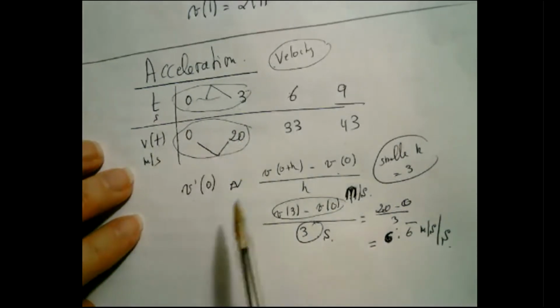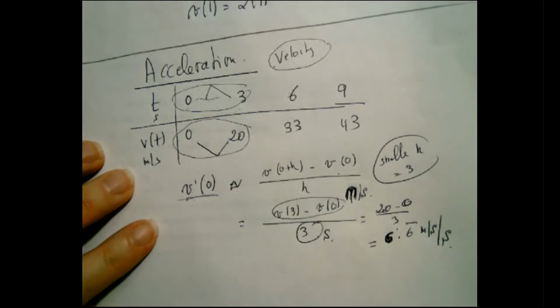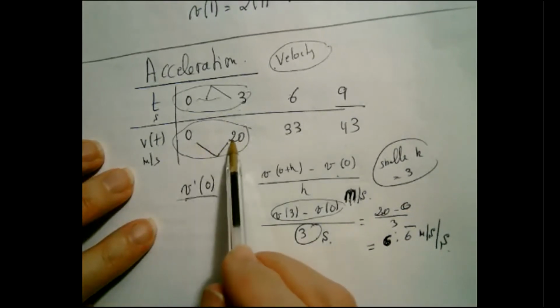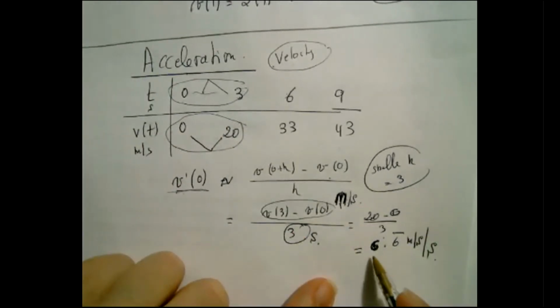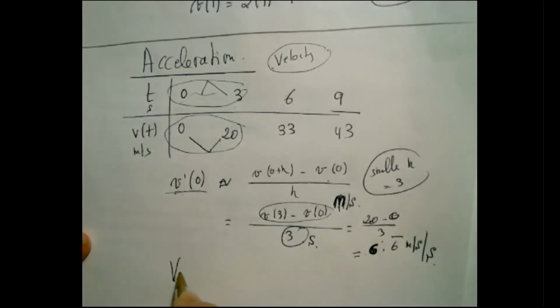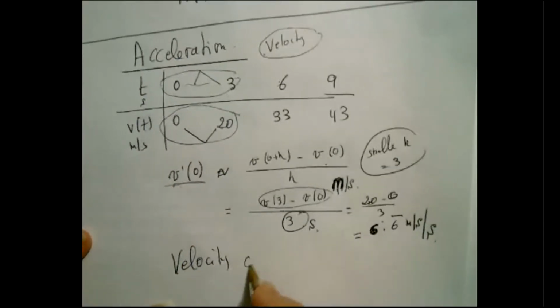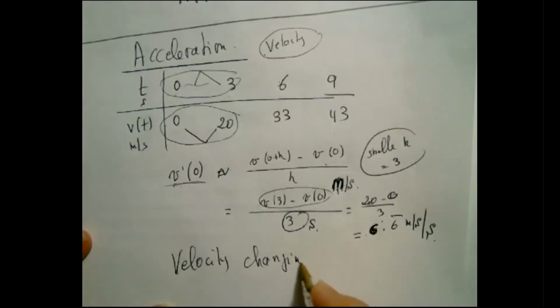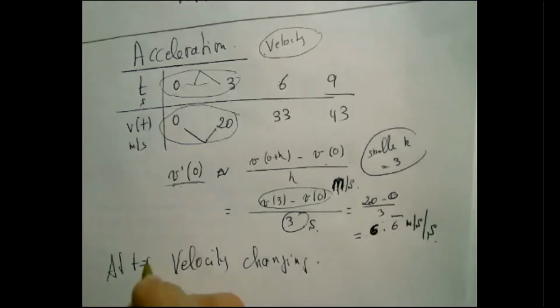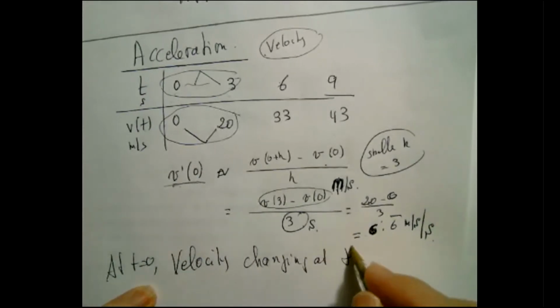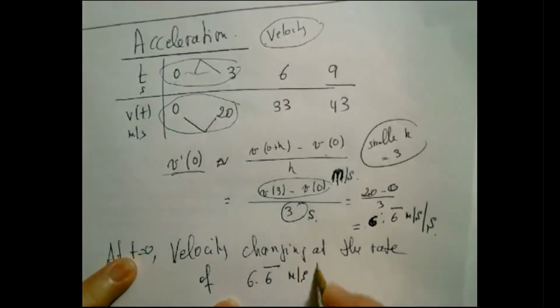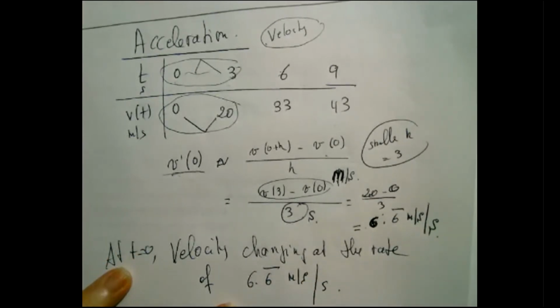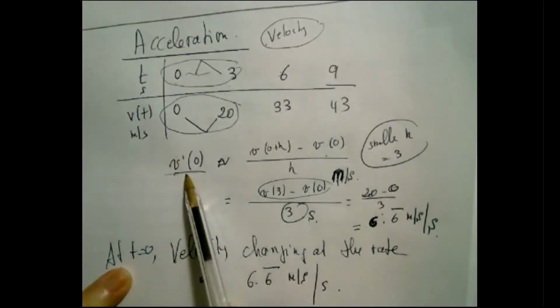So if I give you the velocity and I tell you what's the derivative of the velocity, I'm basically asking you how fast is the velocity changing with time. So at t equal to 0, the velocity is changing at the rate of 6.6 meter per second per second. So that's how much the velocity is changing. We call this the acceleration.